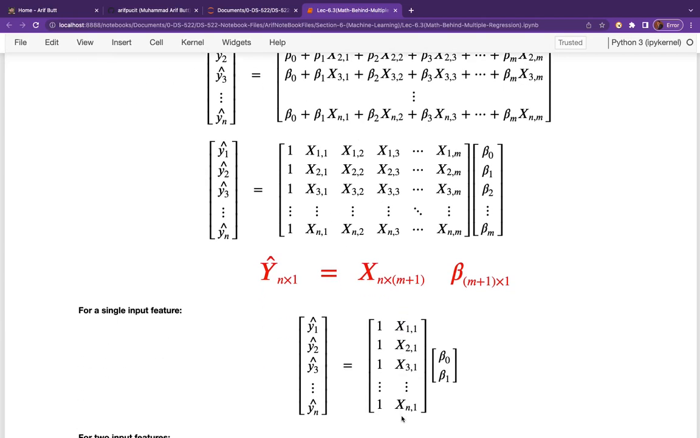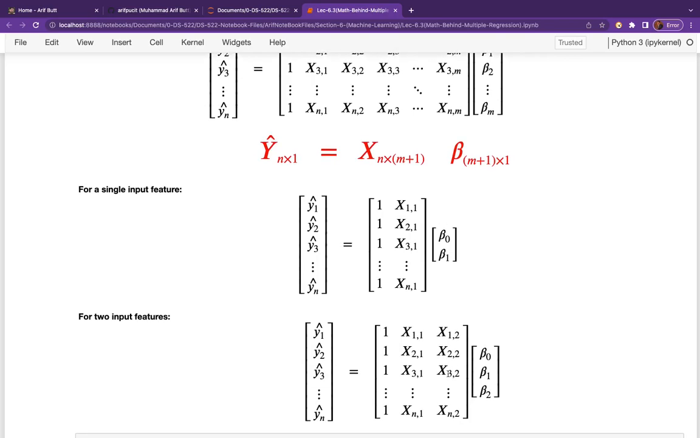Okay, my dear students, for a single input feature, this is the matrix representation given n observations or data points, and in this case we just have to find two regression coefficients, that is beta naught and beta 1. I hope this makes sense. Similarly, for the two input features x1 and x2, this is the matrix representation given n observations or data points, and in this case we have to find three regression coefficients, beta naught, beta 1 and beta 2.